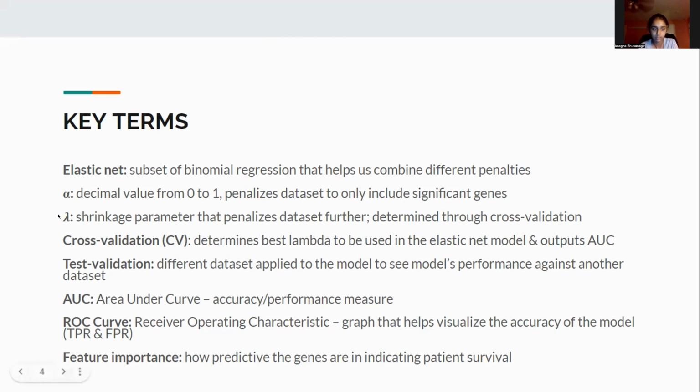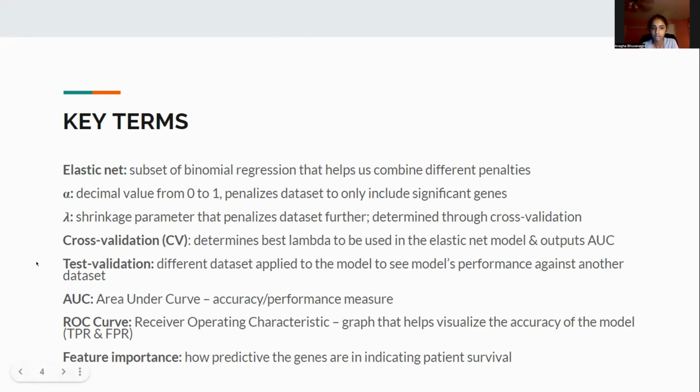And then this second symbol here is called lambda. Lambda is a shrinkage parameter that further penalizes our data set, and it's determined through cross-validation. Cross-validation basically determines the best lambda and also outputs an AUC, which we'll talk about later.